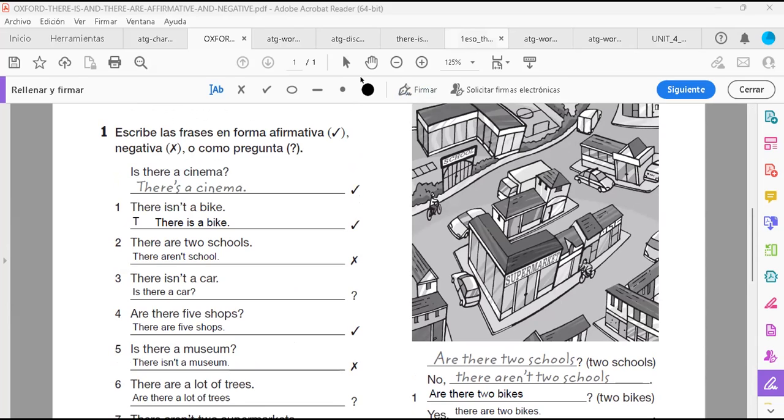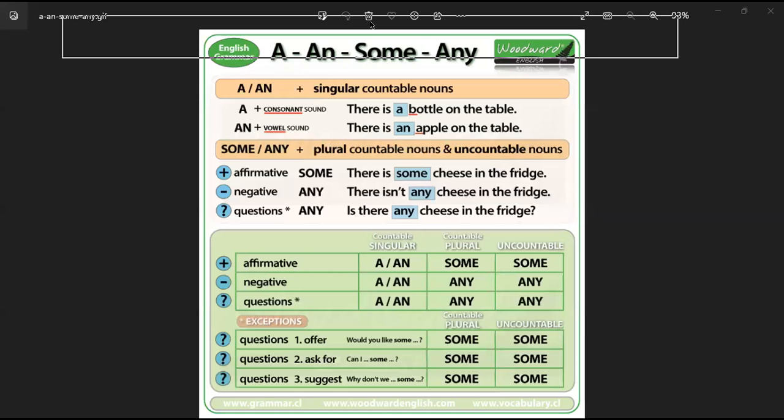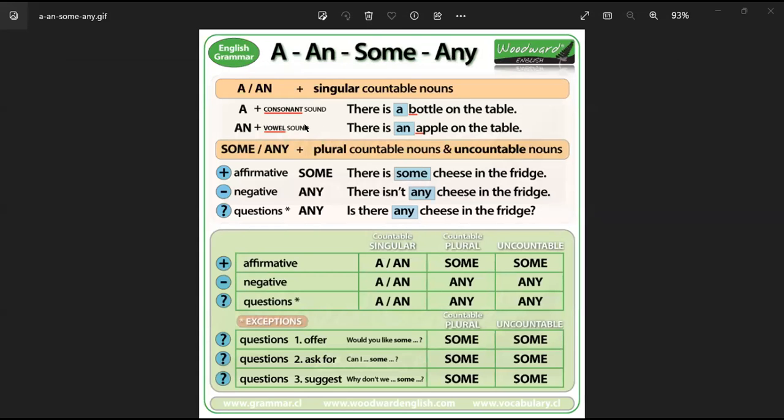Okay, guys, so we continue. We have some more things. And let me check. Okay, so just to conclude with quantifiers, I'm going to show you a picture so you can identify when you can use these quantifiers, right? We'll finish there with the quantifiers and then we continue with the speaking activity.